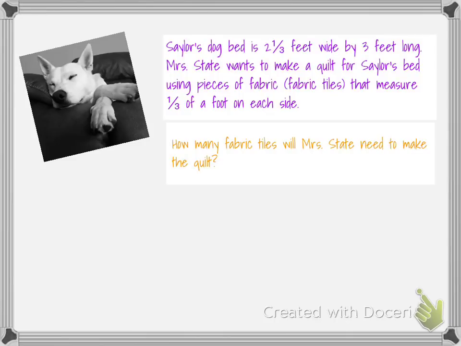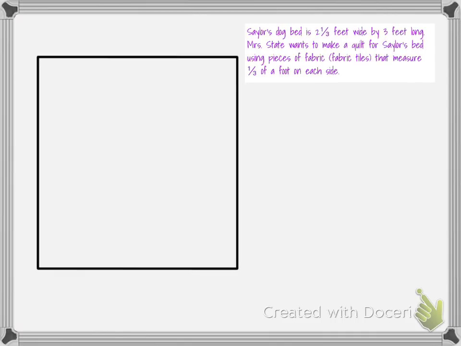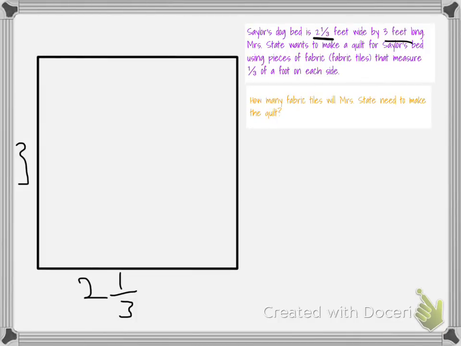The first question that we're going to answer is, how many fabric tiles will Mrs. State need to make the quilt? We're going to use a picture to help us. We know that the dog bed is 2 1/3 feet wide by 3 feet long. And the first part of the question asks, how many fabric tiles will Mrs. State need to make the quilt? Okay, so first of all, we need to know that each fabric tile measures 1/3 of a foot.